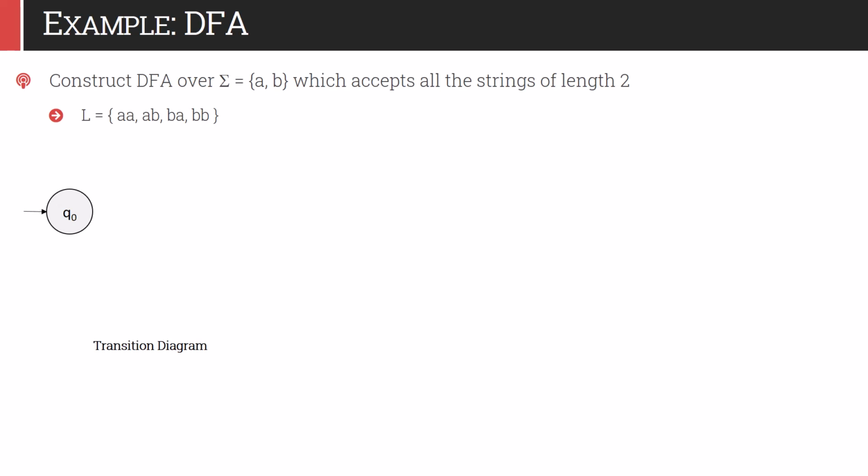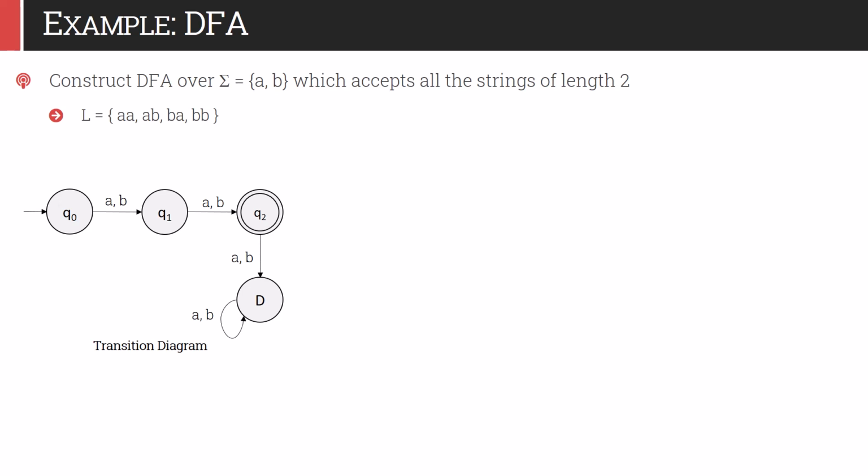This is the initial state. If we read the first A or B, it should go to the non-final state Q1 because A or B alone is not part of our language. But when we read a second A or B, it should go to the final state Q2 because now we have read two symbols, either AA, AB, BA, or BB, in any order. From Q2 we cannot read anything. If we read any symbol, we go to the dead state, and in the dead state, if we read any symbol, we remain in the dead state.